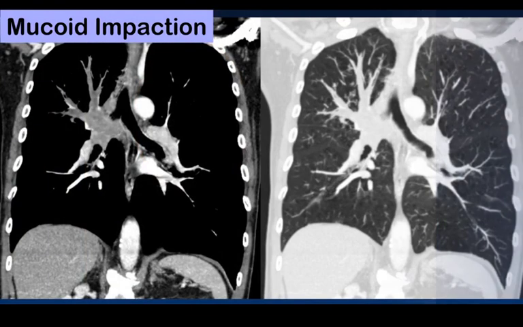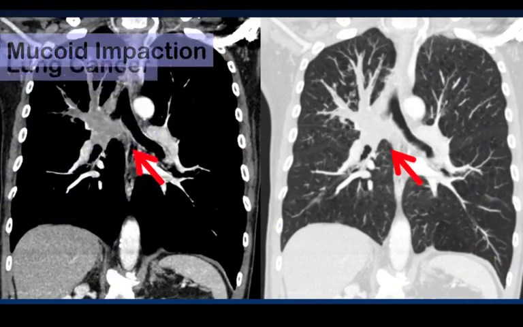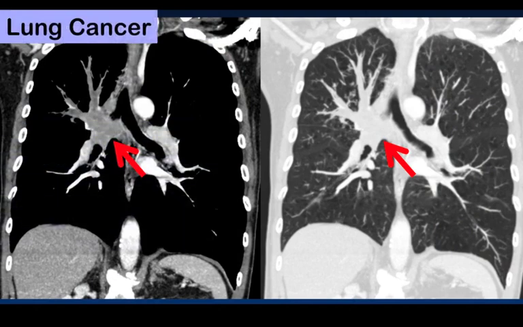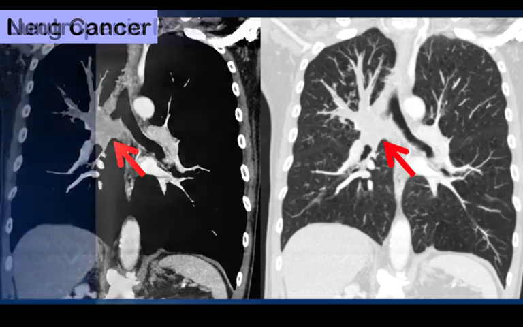CT scan in this case confirms the presence of mucoid impaction in the right upper lobe, but also reveals a central obstructing mass, a lung cancer. So you see large areas of mucoid impaction confined to a lobe or a lung in an older patient, a smoker, a patient with emphysema. Think about the possibility of a central obstructing neoplasm.